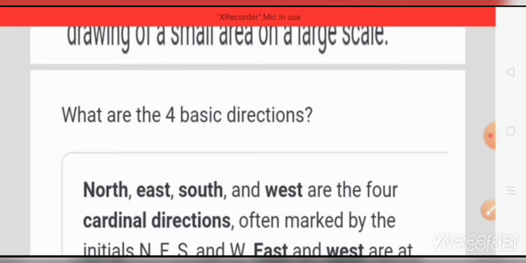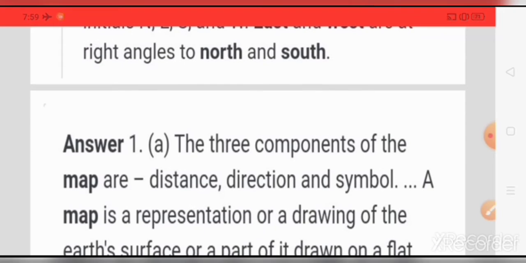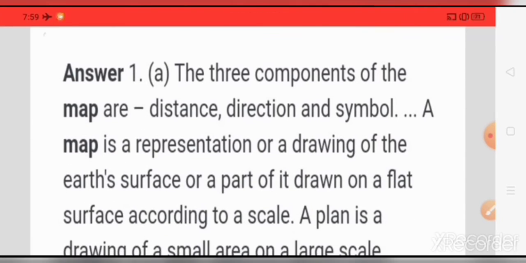There are mainly four basic directions. North, East, South and West are the four cardinal directions. It is marked by the initials N, E, S and W. East and West are at right angles to North and South. There are three components of the maps. They are distance, directions and a symbol.